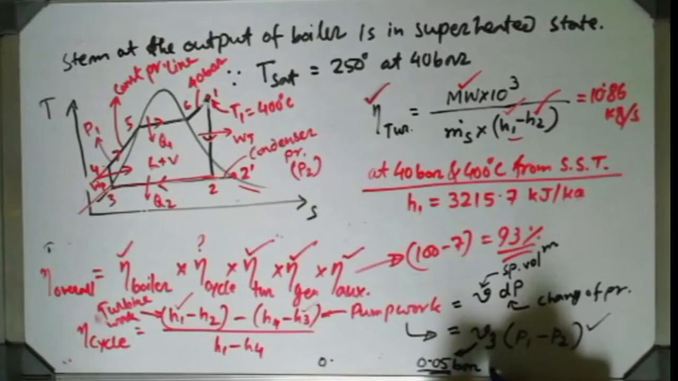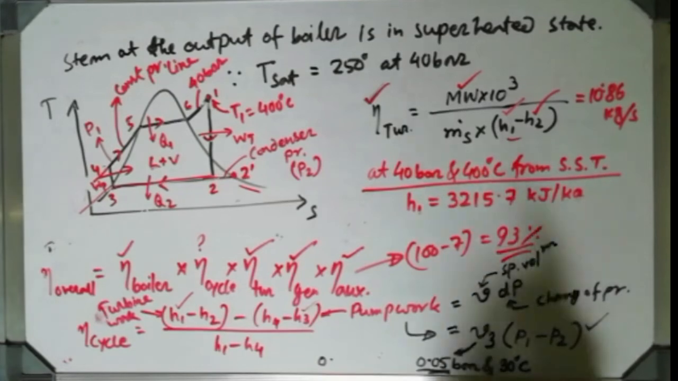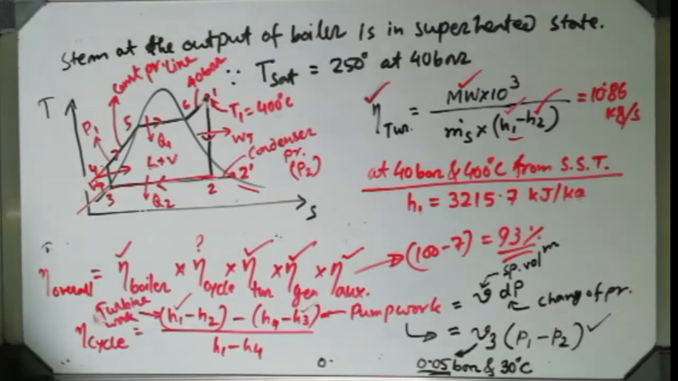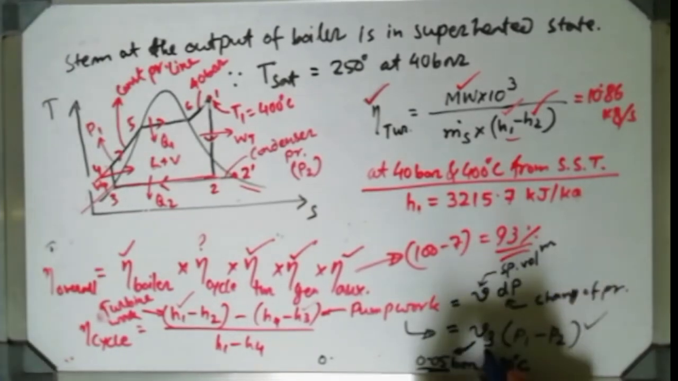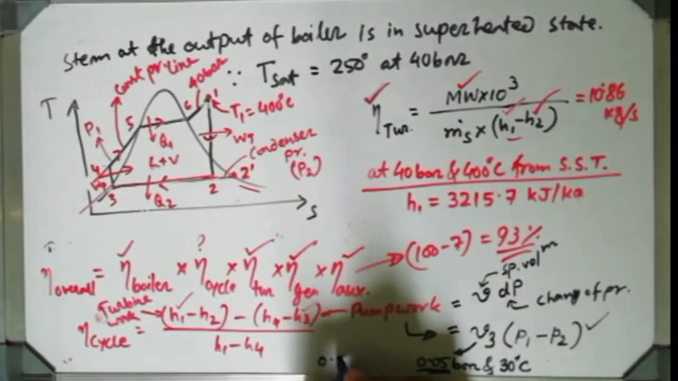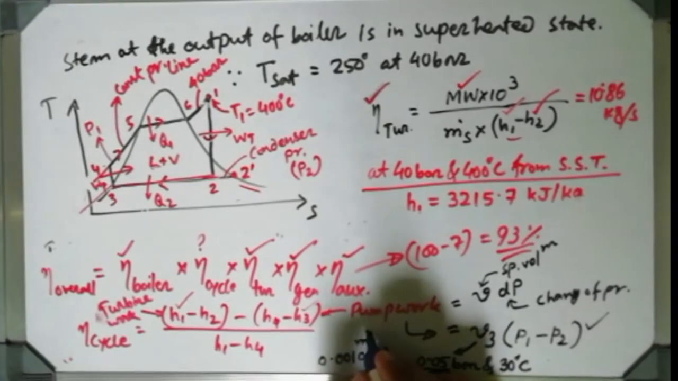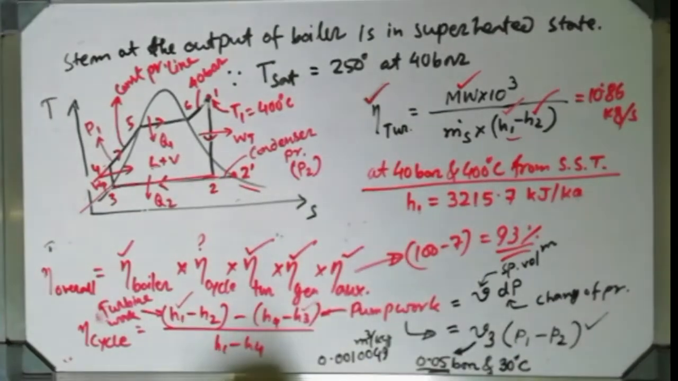Obviously the temperature will be a matter of concern here. The temperature is given in the problem. See, 30 degrees centigrade. In the problem, the subcooled region temperature is given. Condensate is subcooled to 30 degrees centigrade. So go to the steam table with respect to 0.05 bar and 30 degrees centigrade. From there you can get the value of specific volume, and I am getting 0.00100049 meter cube per kg. That is the specific volume at 0.05 bar and 30 degrees centigrade.